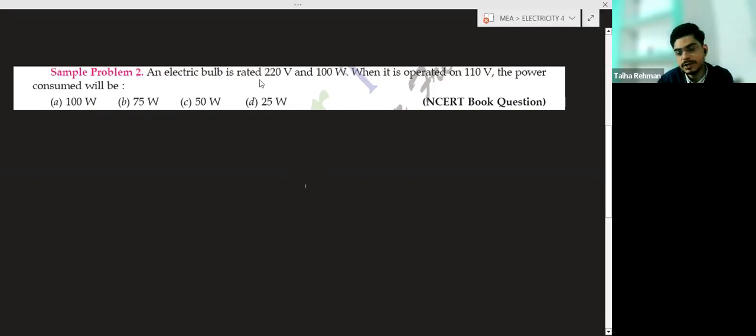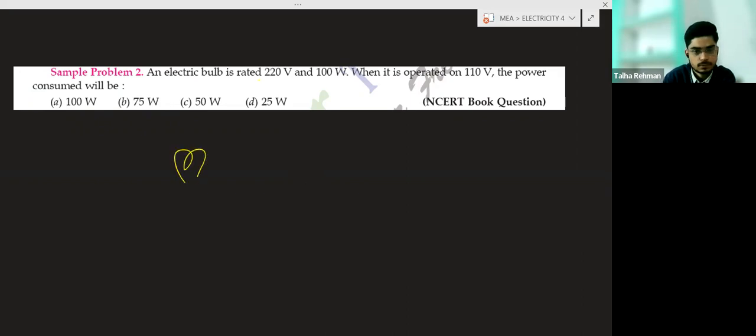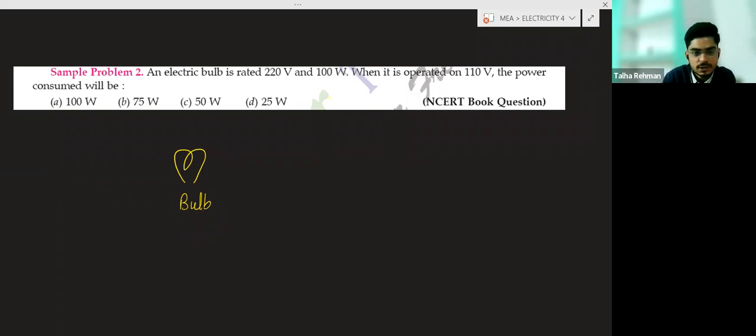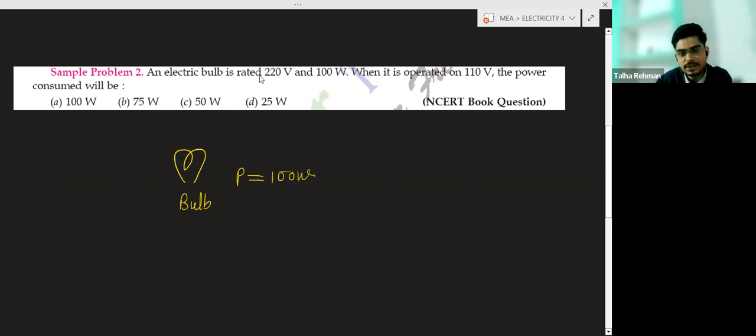An electric bulb is there. This electric bulb is rated 220 volt and 100 watt. So what is the meaning of this? It means the power of this bulb is 100 watt, and it is rated 220 volt. Rated 220 volt means the maximum amount of voltage you can give it is 220 volt.